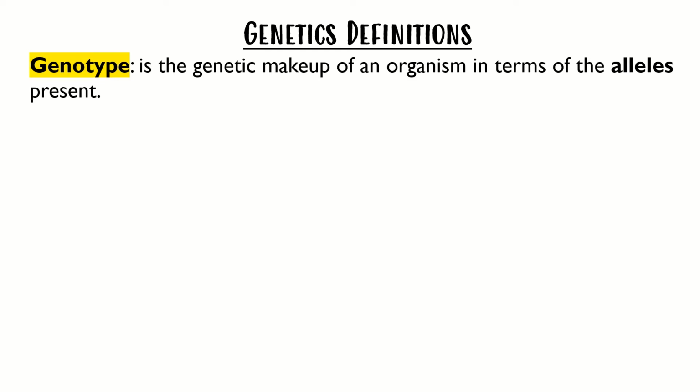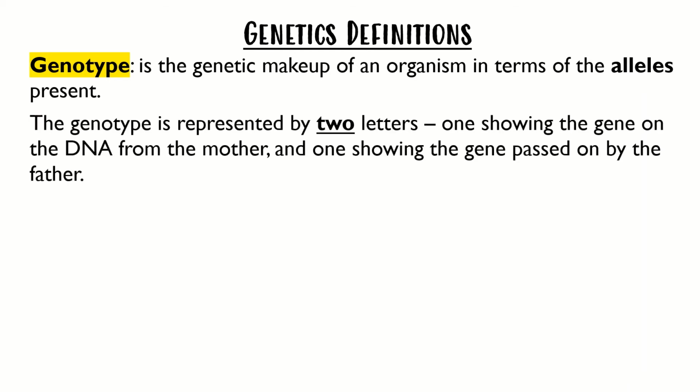We're going to talk about some genetic definitions and some terminology that will help us to start to construct genetic crosses and work out how certain traits are inherited. So the first term is a genotype. The genotype is the type of genes present. So it's the genetic makeup of an organism in terms of the alleles present. Of course, there are two alleles on each individual's chromosomes, one on the chromosomes from the mother and one on the chromosomes from the father.